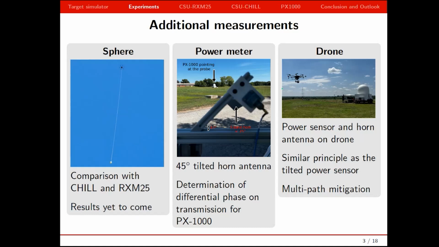There are also some additional measurements, not all of which I have used for my analysis yet. For example, in Colorado, they were doing a sphere calibration with a sphere that was lifted by a drone. But I do not have the results yet. There will be some comparisons between the sphere calibrations and our target simulator measurements. In Oklahoma, the people were using horn antennas and power meters to measure the transmission differential phase of the Peaks 1000 radars, and I will talk about this later in this talk.